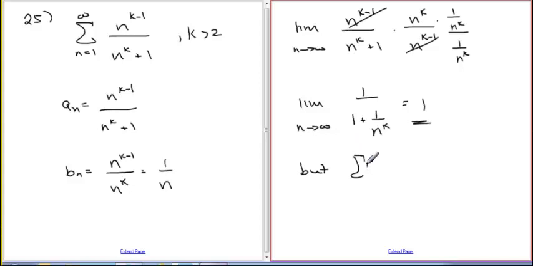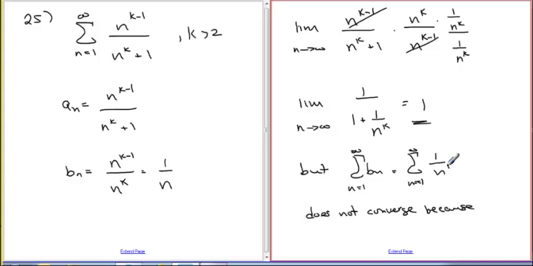But the other series, b sub n, the summation of n equals 1 to infinity of 1 over n, does not converge, because it's a p-type, and the exponent is equal to 1. If we go back to the p-type thing, you'll see that it works if p is greater than 1, but it's equal to 1. It does not converge because p equals 1.